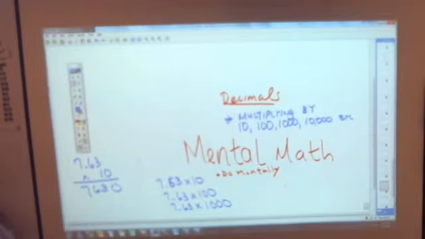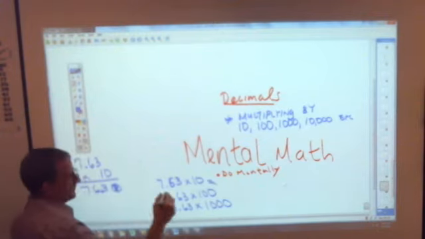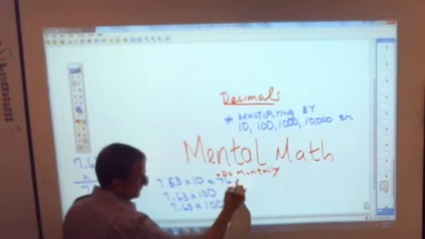Back. Between the 6 and the 3. Between the 6 and the 3. Remember, I leave off the 0 because it's unnecessary and unwanted. So my answer to this is 76.3.